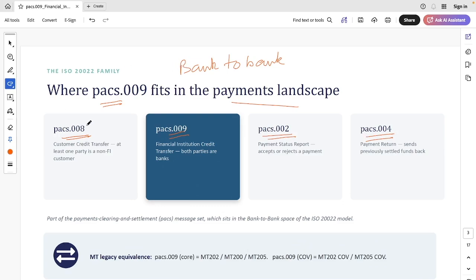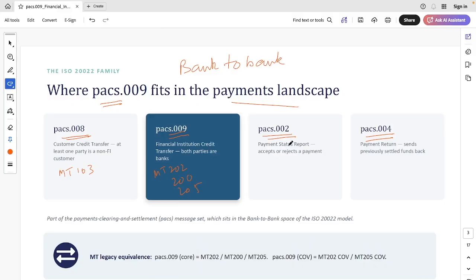So pacs.008 is a customer credit transfer message. It is used when a customer payment is involved. For example, a corporate pays a supplier, or an individual customer transfers money to another person. In legacy SWIFT terms, pacs.008 is broadly compared to MT103. pacs.009 is the financial institution credit transfer. Both the debtor and the creditor are financial institutions. In legacy SWIFT terms, pacs.009 core is broadly comparable to MT202, 200, and 205.